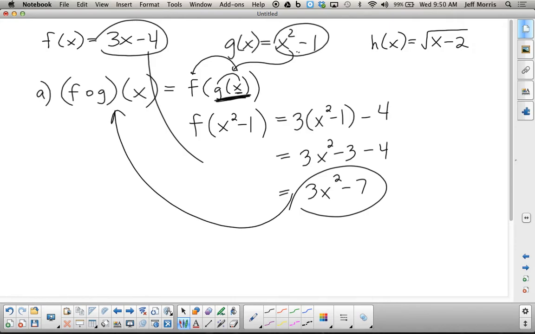There you go, there's f of x. I want you to do g of f of x. Go ahead and try it right now. G of f of x. Erase this.